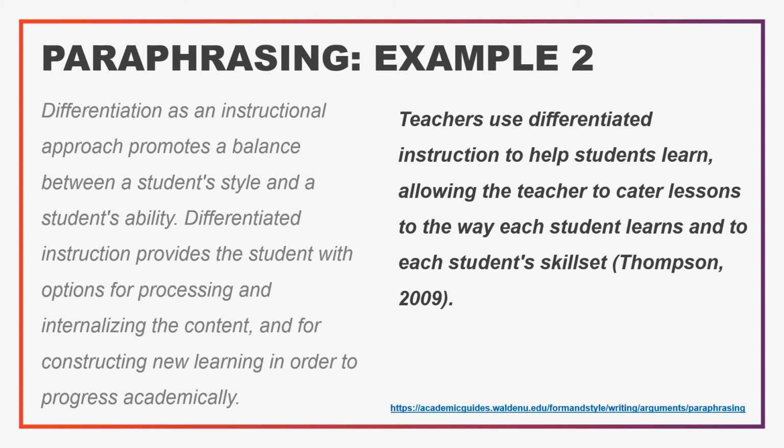In this example, the author has taken the essential ideas and information from the original source, but has worded it in their own way, using unique word choice and sentence structure. The author has condensed Thompson's information, including what is relevant to their paper, but leaving out extra detail that is not needed.